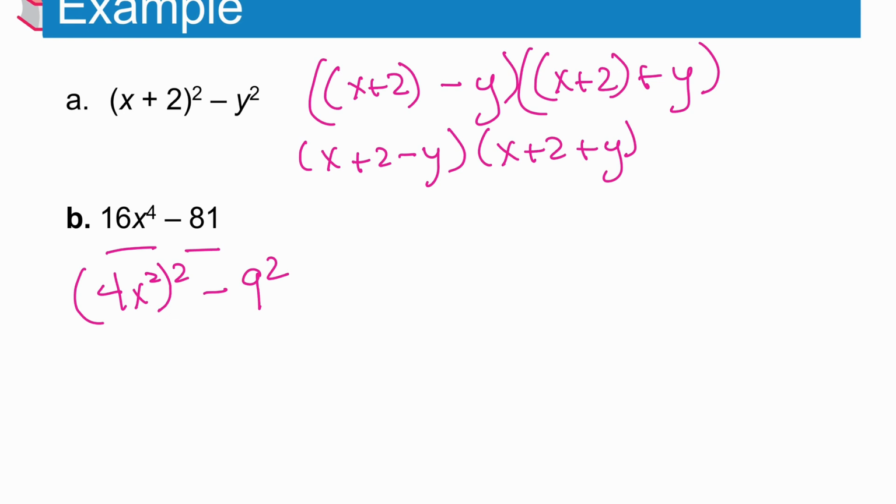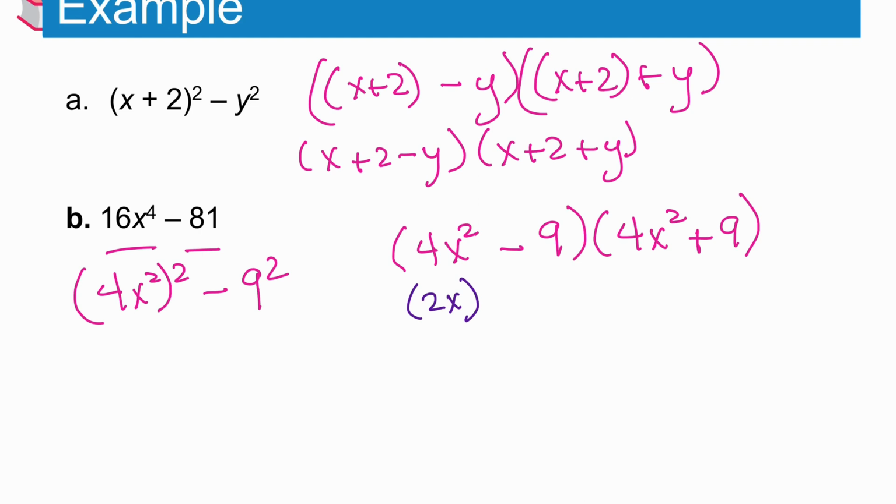And so we could factor this as 4x squared minus 9, and then 4x squared plus 9. Now, on the 4x squared minus 9, we can recognize that that is 2x squared minus 3 squared. And so we can further factor it into 2x minus 3 and 2x plus 3.